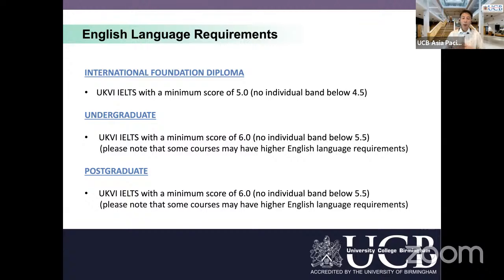Some courses, like physiotherapy and some other programs, require a much higher English language level, because you will be having some hands-on work at the NHS. Therefore the requirement is higher. For postgraduate, almost all programs are at 6.0, and the individual element should not be below 5.5.